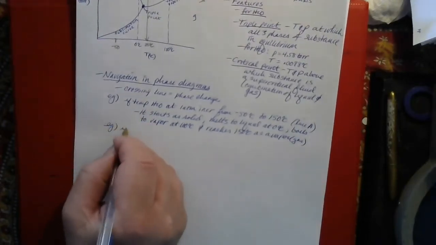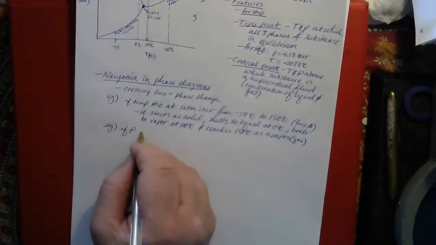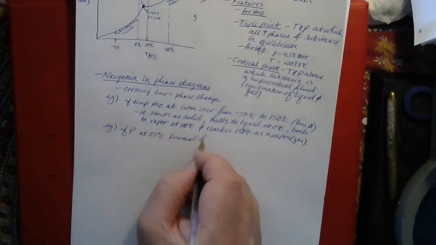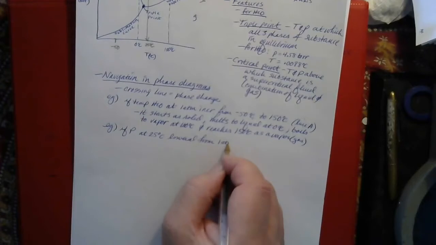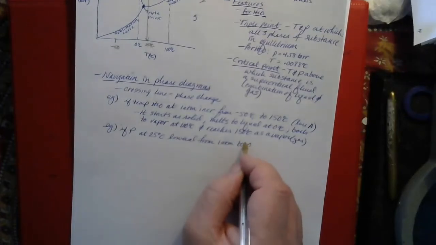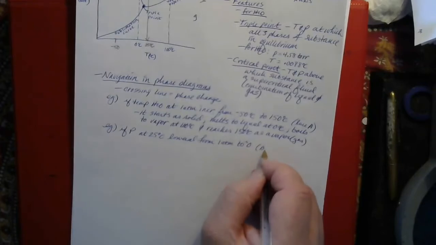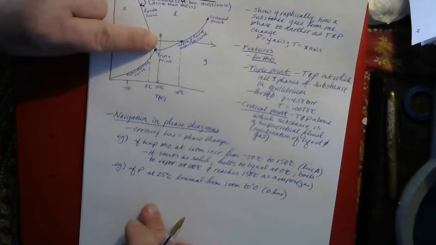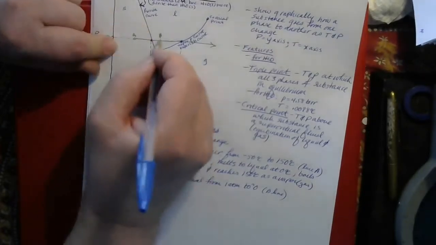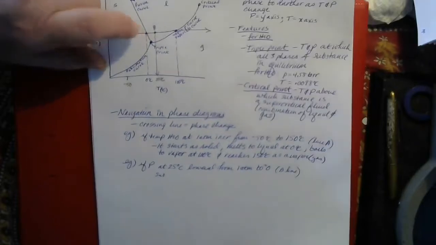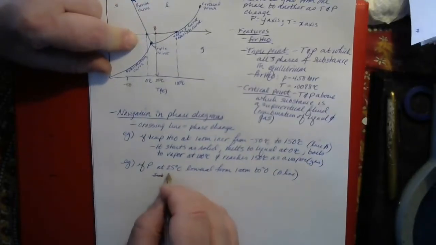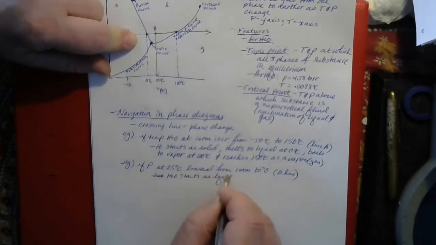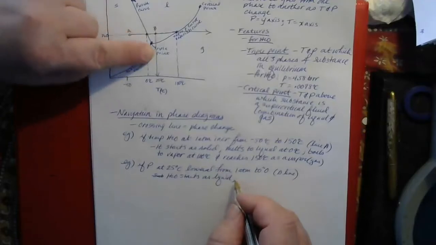Another example might be if the pressure at 25 degrees Celsius is lowered from 1 atmosphere to, say, 0, and that's the B line above, the substance starts out as a liquid because we're starting out right there, and that's in the liquid region. And it becomes a gas.